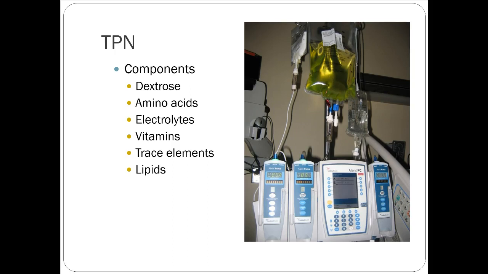A TPN is basically a big IV bag that looks kind of yellow like that. It's got dextrose, amino acids, electrolytes, vitamins, trace elements, and then you usually hang lipids separately. So you can see the lipids hanging up here, this bag of white stuff.